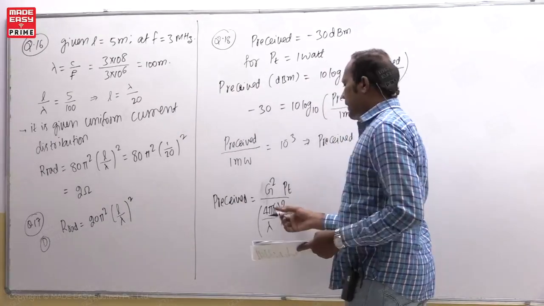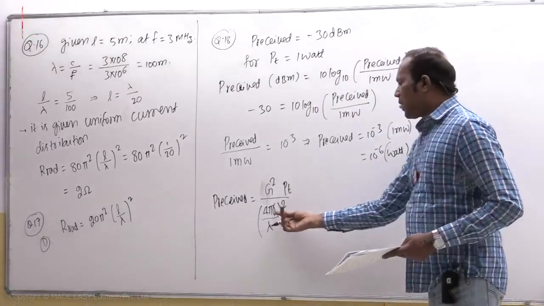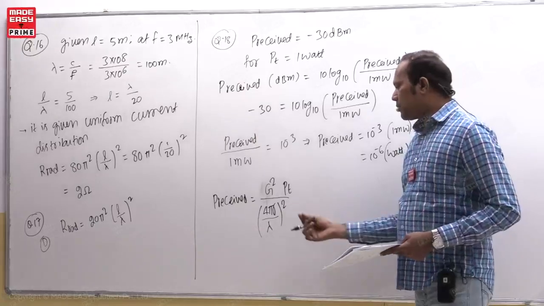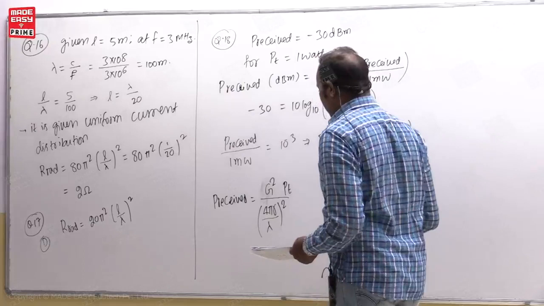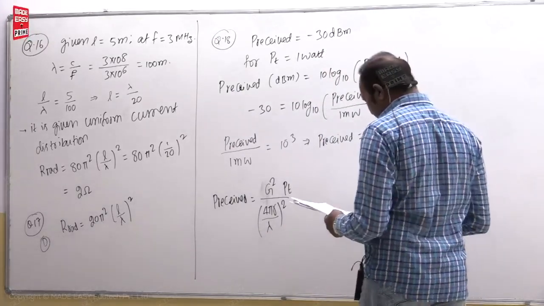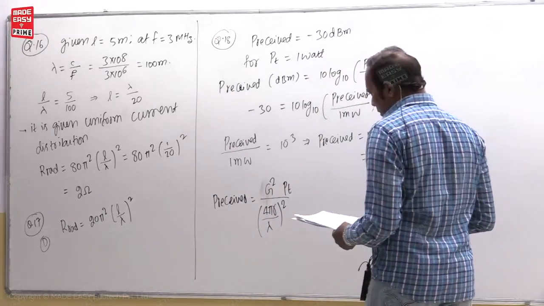I told you, in some books they take small r, some books they take capital R, some books they take D also. I have taken a small r actually. So 4 pi r whole squared. This is the Friis equation.